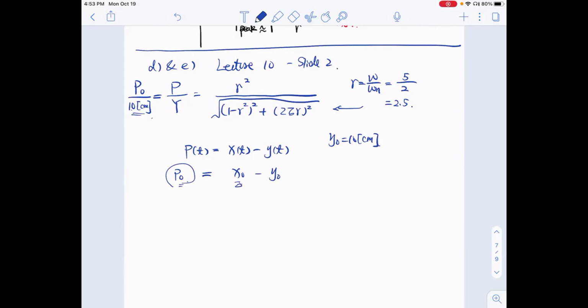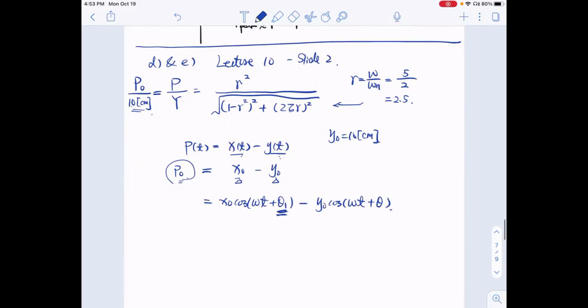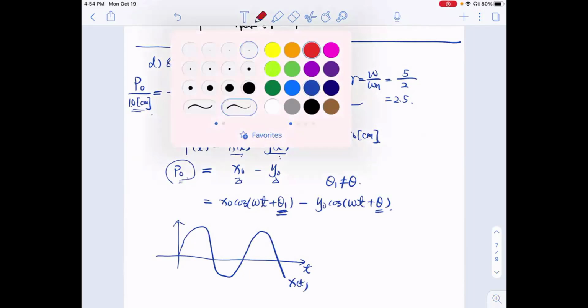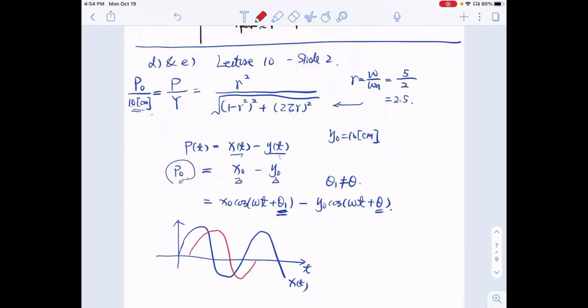The reason why that's not applicable is because X(t) is not a constant, it's actually a sine wave. Between these two signals, you actually have a phase lag. So that's X naught cosine(omega t plus theta 1) minus Y naught cosine(omega t plus theta). Because this theta 1 is not the same as theta, if you plot it out in the time domain, let's assume this is your x(t), this is your y(t).